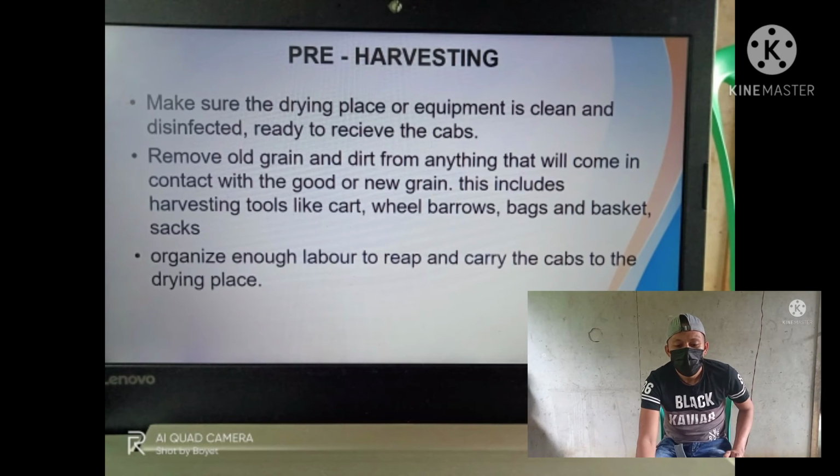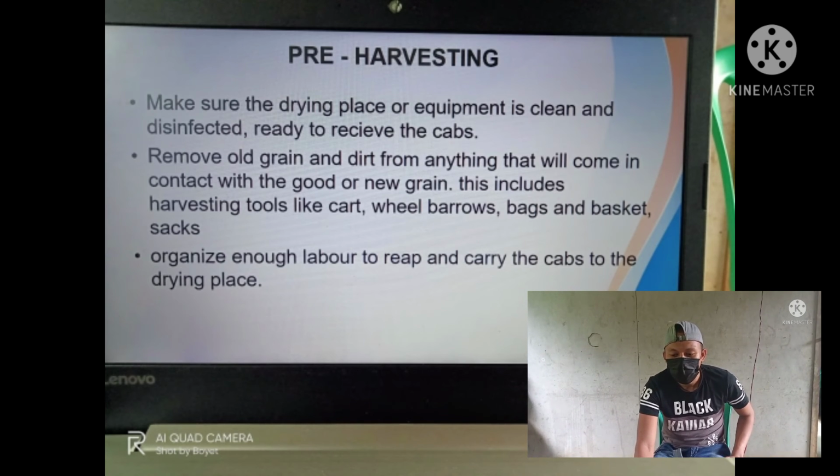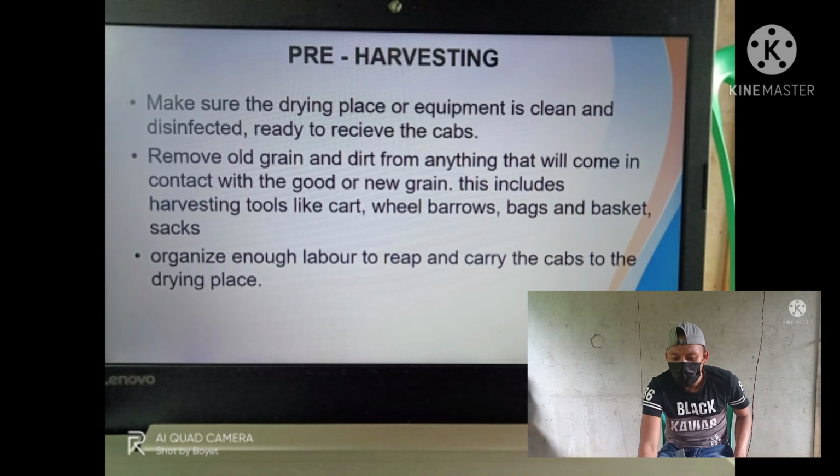Pre-harvesting. Make sure the drying place or equipment is clean and disinfected, ready to receive the cobs. Remove old grain and dirt from anything that will come in contact with the good or new grain. This includes harvesting tools like wheelbarrows, bags and baskets. Organize enough labor to reap and carry the cobs to the drying place.